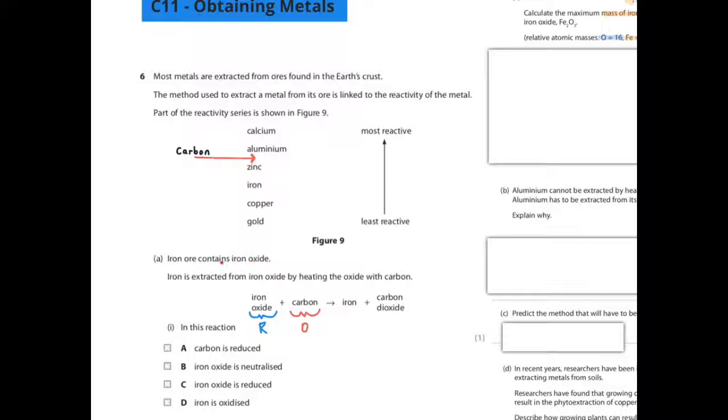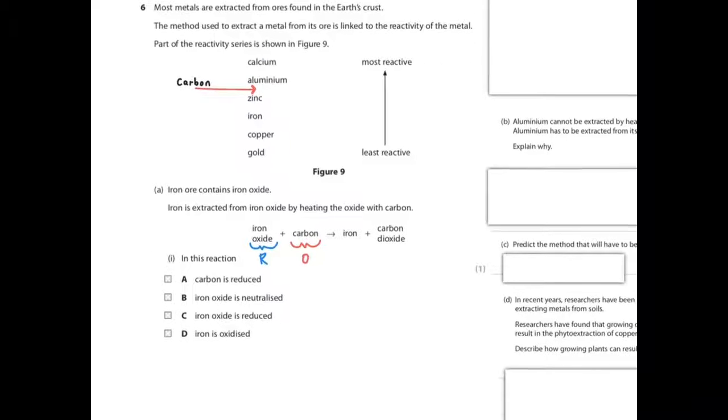Iron ore contains iron oxide. Iron's over here. Iron is extracted from iron oxide by heating the oxide with carbon. In this reaction, is carbon reduced, iron oxide neutralized, iron oxide reduced, or iron oxidized? Okay, so this is the reaction over here. We can see that we have iron oxide plus carbon produces iron and carbon dioxide.